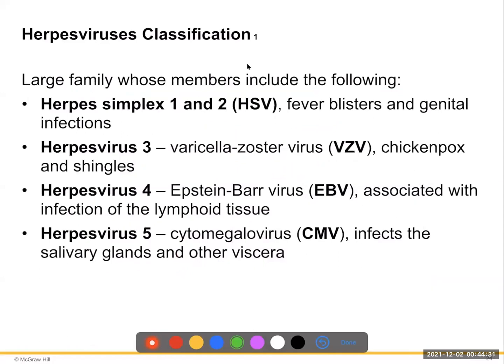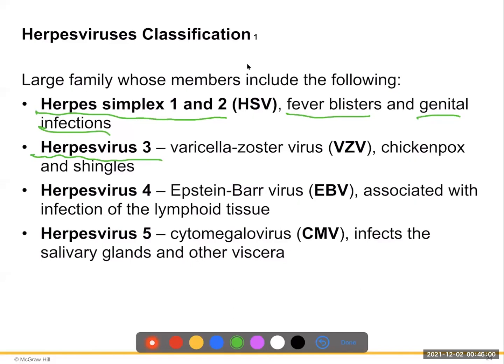So herpes viruses, like I said, there are 8 different types now. They keep adding on. Large family members include herpes 1 and 2, herpes simplex 1 and 2. That's HSV, herpes simplex virus. Fever blisters, okay, are oral, and then genital infections. Okay. Herpes virus 3 is varicella zoster virus. The VZV, that's chickenpox and shingles.